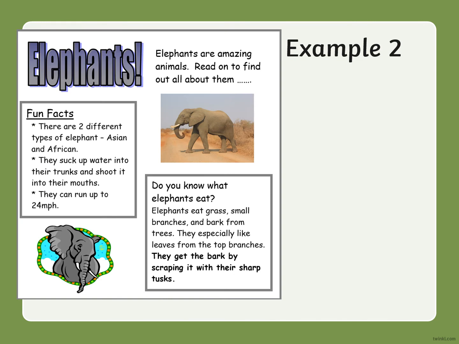Example 2 is about elephants. It has a big, bold title, a couple of pictures, and the information is included in 2 separate boxes to help separate it up and make it nice and easy to read. The fun facts section is also written as bullet points rather than lots of separate sentences.